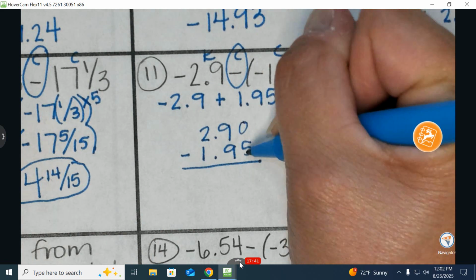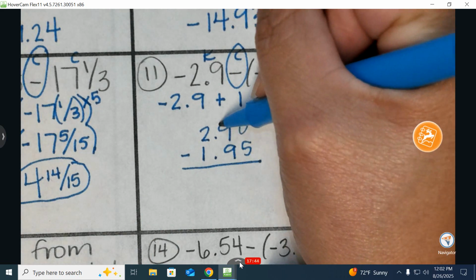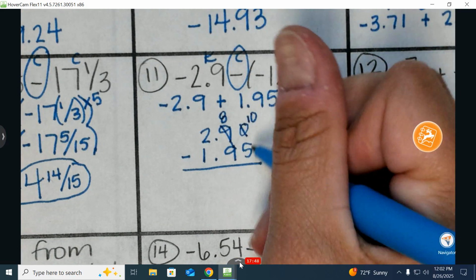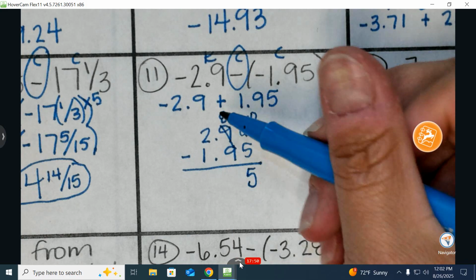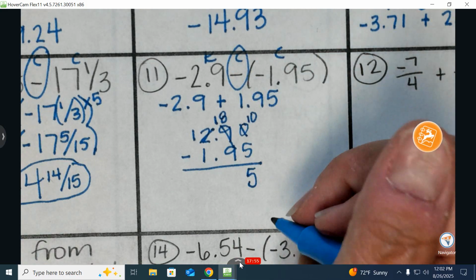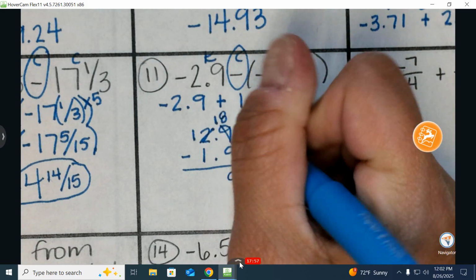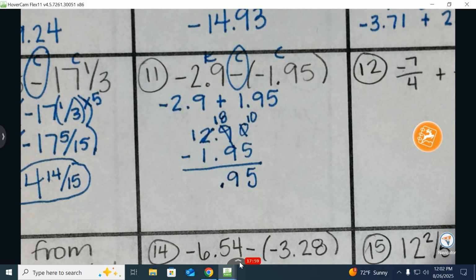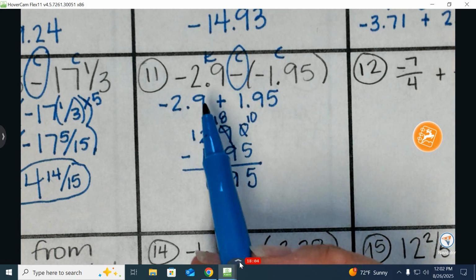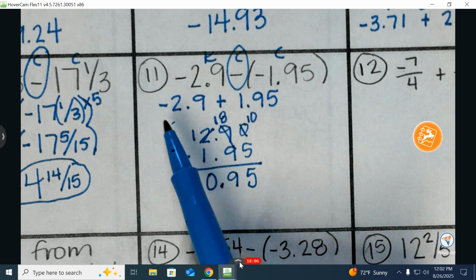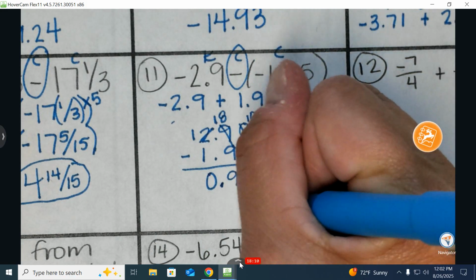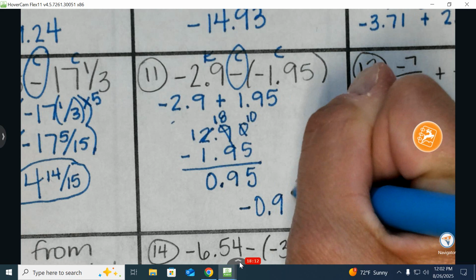You cannot subtract 5 from nothing, so we have to borrow. That becomes an 8. That becomes a 10. 10 minus 5 is 5. Can't subtract 8 from 9, so we got to borrow. 18 minus 9 is 9. Bring down your placeholder, and 1 minus 1 is 0. Which one has a larger absolute value? Because you still got to look at that. That's the negative 2.9, so my answer is negative 0.95.